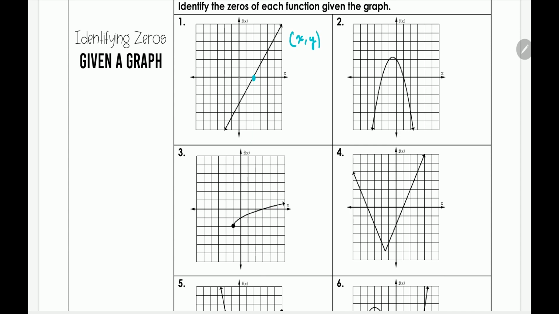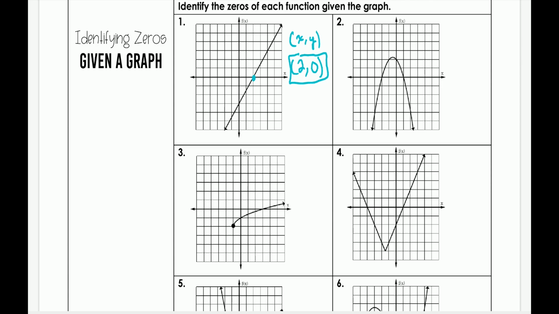So in order to go from the origin to the point, we go right 2, so x would be positive 2, and we don't have to go up or down any, so it will be 0. So (2, 0) is going to be our 0 for number 1.